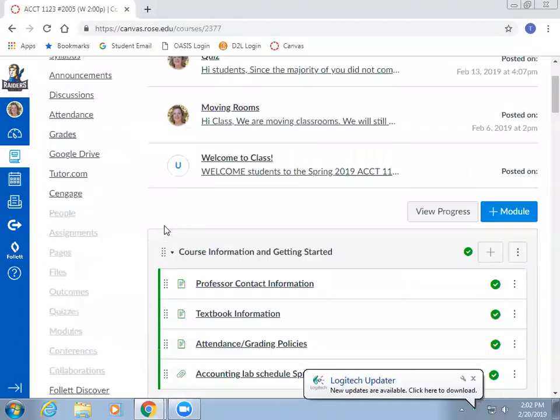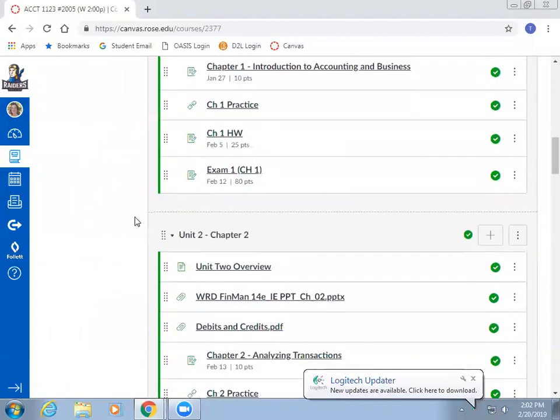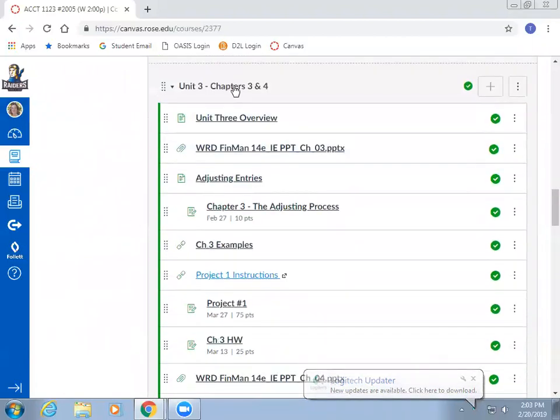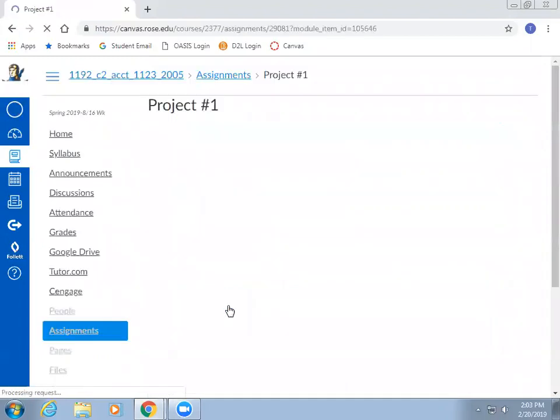So you guys can go ahead and open it up too if you want. It's actually under Unit 3, Chapters 3 and 4. You'll see a Project 1, and it has the due date, March 27th there. So if you click on that, that will open in Cengage.